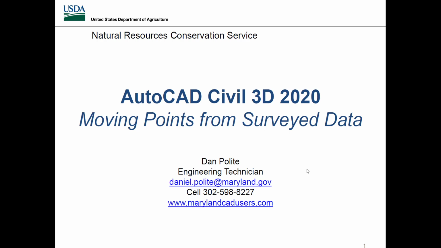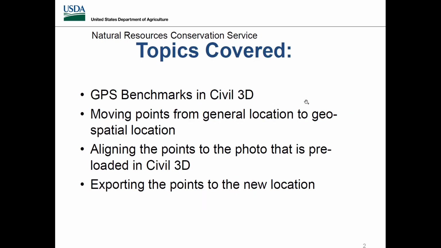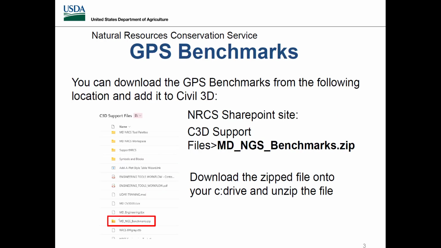This training video will go over moving points from survey data using AutoCAD Civil 3D 2022. Topics being covered in this training video: GPS benchmarks in Civil 3D, moving points from general location to geospatial location, aligning the points to the photo that is preloaded in Civil 3D, and then exporting the points to the new location. You can download the GPS benchmarks from the filing location and add it to Civil 3D.